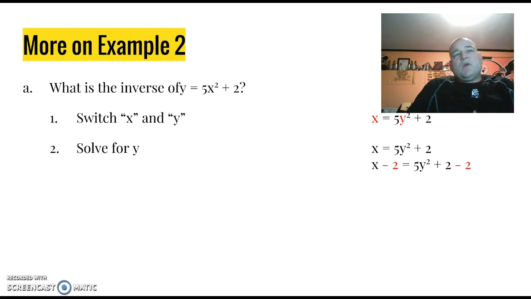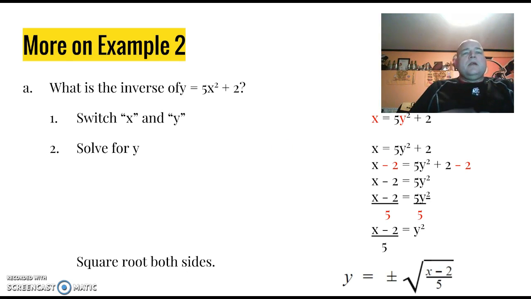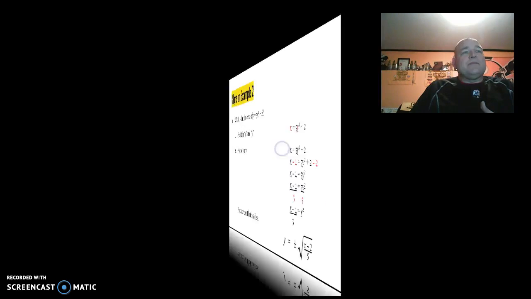We'll take away the 2 on both sides, isolating the y squared. And then we'll divide everything by 5. And then finally, as the last step, we'll square root both sides. And thus we get the function y equals the positive or negative square root of x minus 2 divided by 5, the inverse.